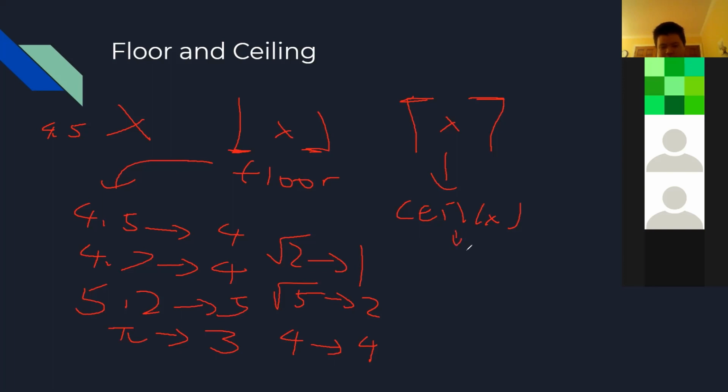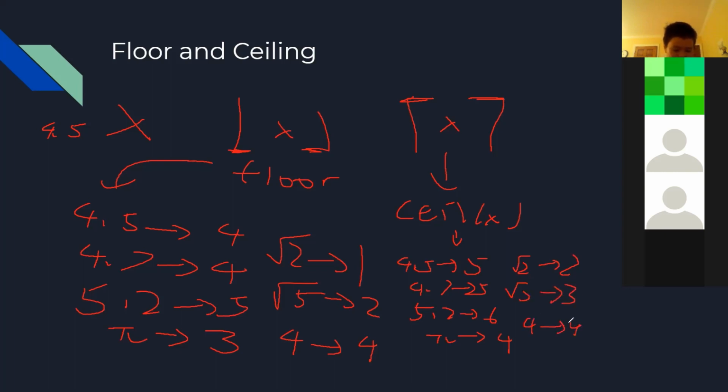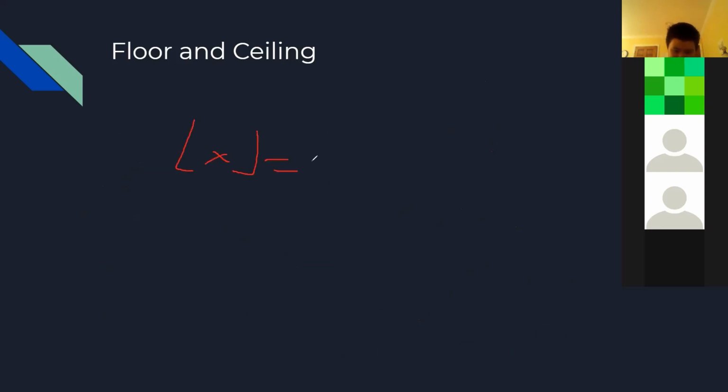Ceiling is a sort of opposite where it rounds upwards. So 4.5 goes to 5, 4.7 to 5, 5.2 to 6, pi to 4, square root 2 to 2, square root 5 to 3, and 4 is yet again 4, since 4 is the nearest integer to 4. Now notice that floor 4 is 4, ceiling 4 is 4. So floor x equals ceiling x. No, not like this.